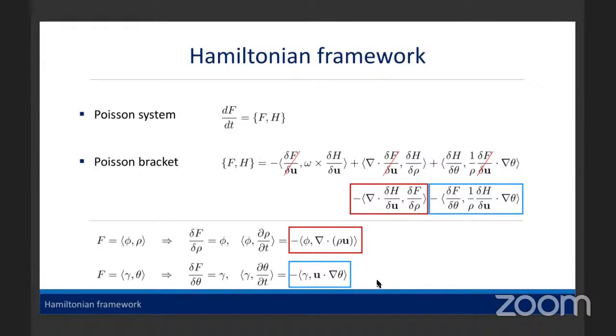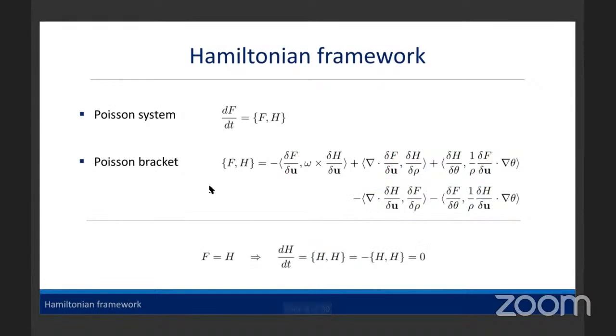So this is how we get our equations from this Poisson system with the right Poisson bracket and the right energy. And similarly, we can get the momentum equation. And the whole idea is that we want some kind of condition that tells us when we conserve energy and when we don't, some kind of easy to follow condition.